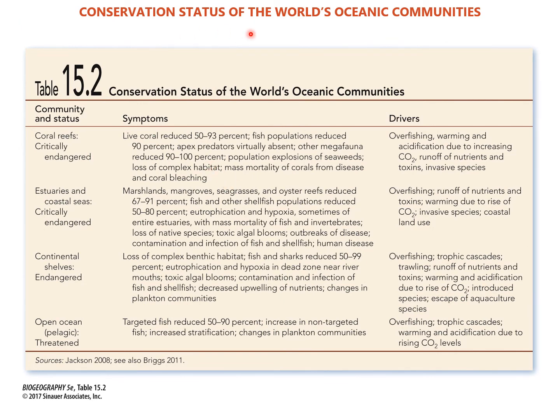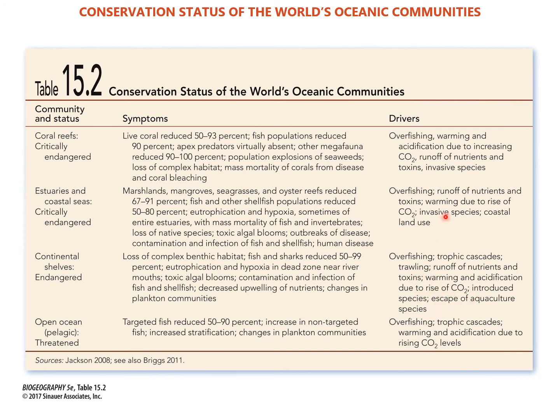If we look at conservation status in oceanic communities, again, I'm not going to read through this whole table, but coral reefs: critically endangered. Some of the drivers: overfishing, warming, and acidification of the ocean, which is a big one due to increased CO2. Estuaries and coastal seas: critically endangered. Again, overfishing, runoff from agriculture, also warming due to the rise of CO2, and invasive species. Continental shelves are endangered, also from overfishing, trophic cascades, probably changing nutrient loads, acidification and warming.